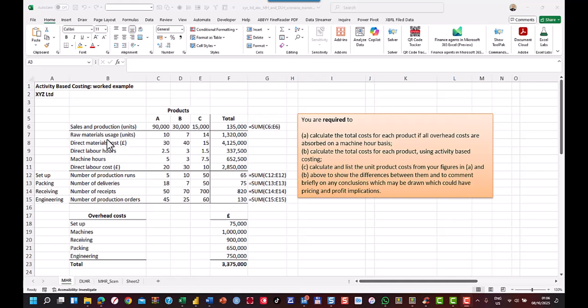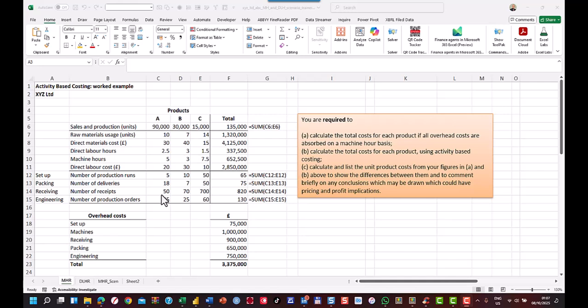And here's the inputs per unit: raw materials, direct labor, machine hours. And here's the cost driver, setup, packing, receiving, and engineering details. For example, in this period, in any period, to make 90,000 units of A, it takes 5 production runs. In other words, 90,000 divided by 5, on average, it's about 19,000 per run, as opposed to 7 deliveries for packing, and so on.